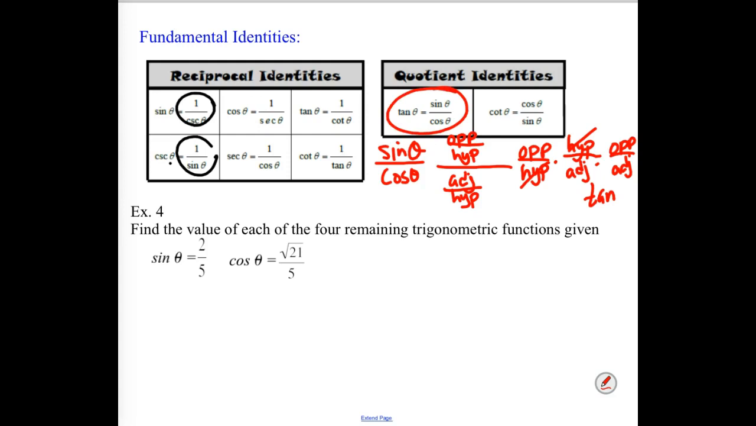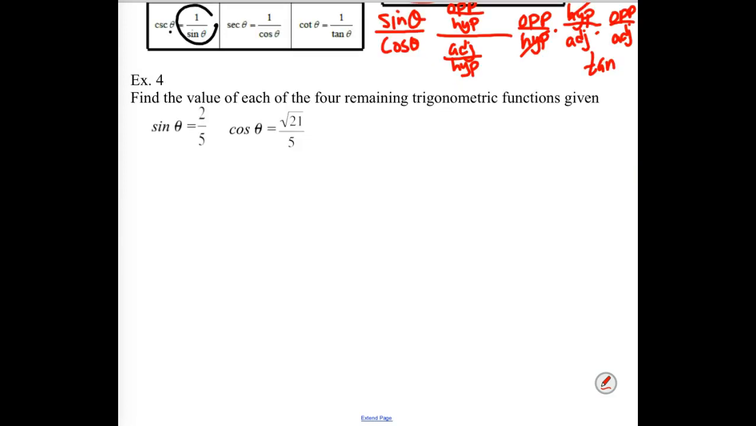That's helpful because we may not know what the hypotenuse is. If we know a sine and cosine value, we can just divide them to get our tangent. Okay, and then cotangent, we said, was the reciprocal of that. All right, so our first example for those. It says find the value of each of the 4 remaining trig functions given that the sine is 2/5 and the cosine of theta is the square root of 21 over 5.